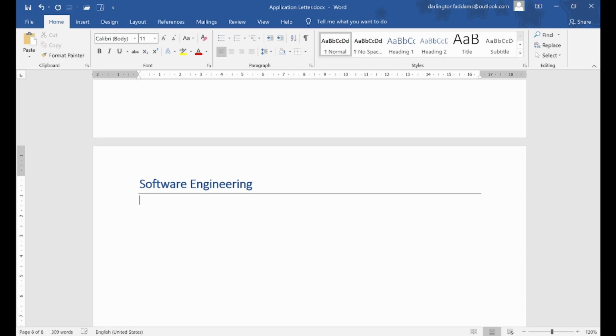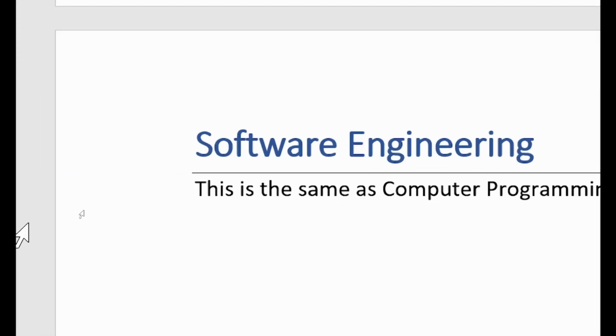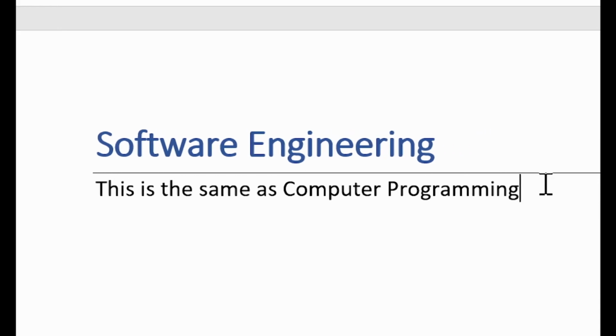Okay, now watch something. Under my software engineering, we say that this is the same as computer. Now, do you see what I'm typing? I can see that what I'm typing is close to the line. Can you see that it's too close to the line? It doesn't make it look good. It doesn't make my formatting okay. I feel it. It's not looking good.